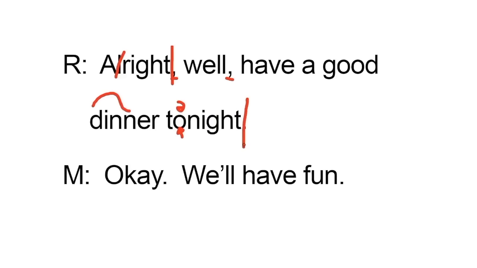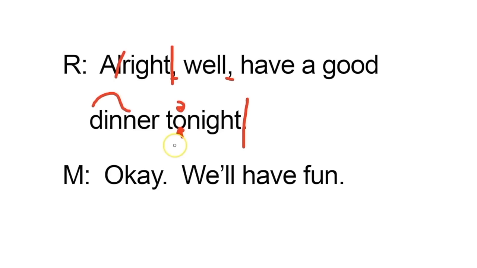Here again, we're entering small talk to get off the phone. I tell my mom to have a good time. She responds, okay, we'll have fun. The intonation of okay goes up. It shows that she's not done talking yet. She's going to say one more thing. The word fun then goes down in pitch. So I know it's the end of her thought.